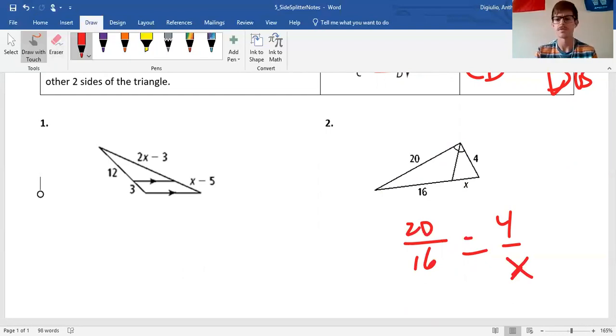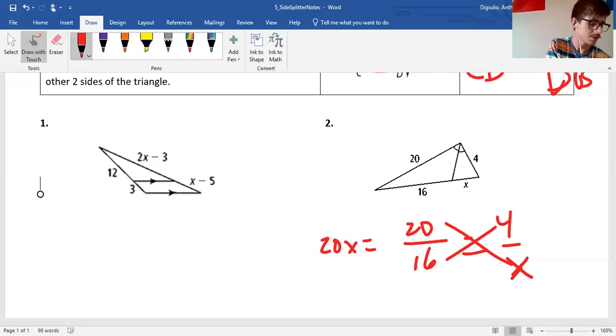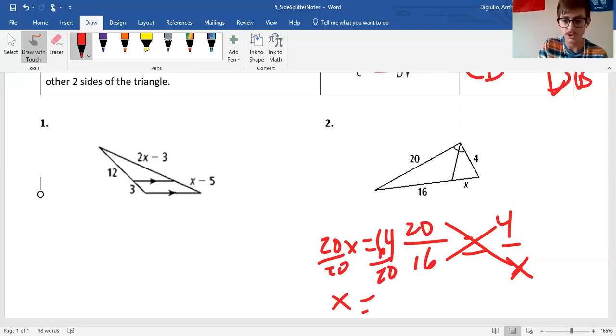Let's actually solve this one first. So from here, just like I have my proportions like we've done before, I can cross multiply it. So I end up getting over here 20x equals, should be 48, or excuse me, 64. All right, and then last but not least, I divide to get that x by itself, and I get that x is equal to 3.2.